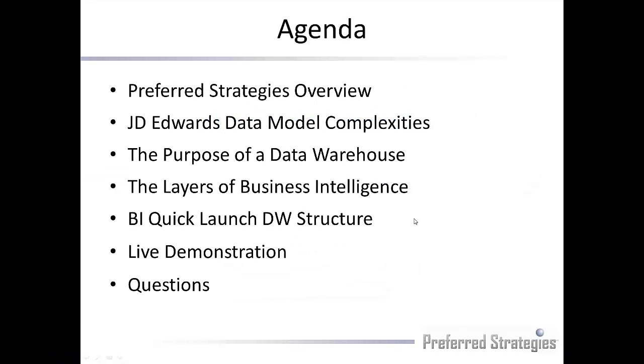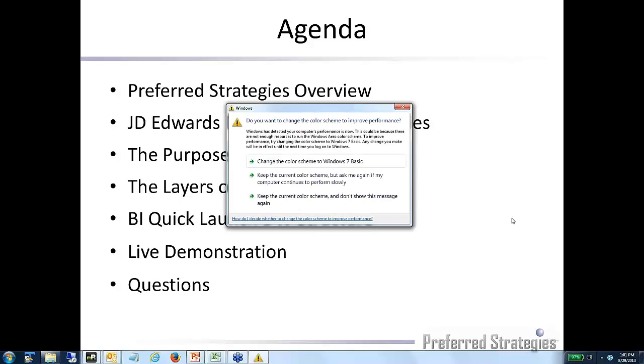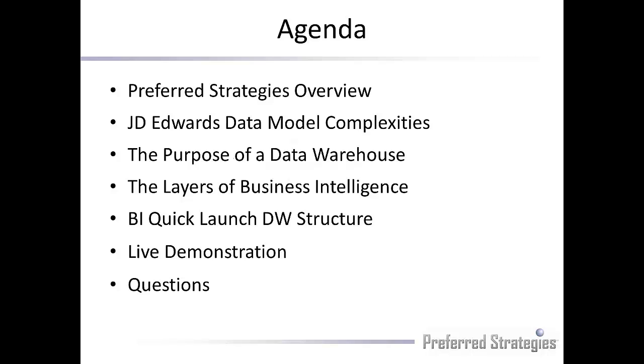The agenda: we're going to start by going over a little overview of Preferred Strategies and some of the JD Edwards data model complexities, and cover the purpose of the data warehouse, where it fits, and the type of profile of company where the data warehouse may make the most sense. We'll talk about some of the different layers of business intelligence and how that relates to the data warehouse, get a little overview of our data warehouse structure, and then do some live demonstration. We'll cover a few things hands-on, and then come back and address some questions at the end.